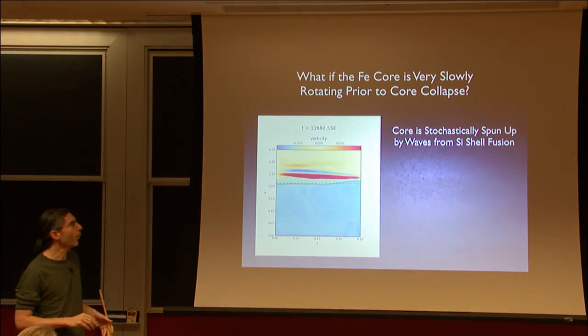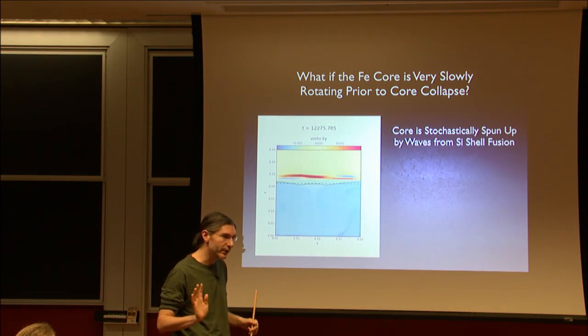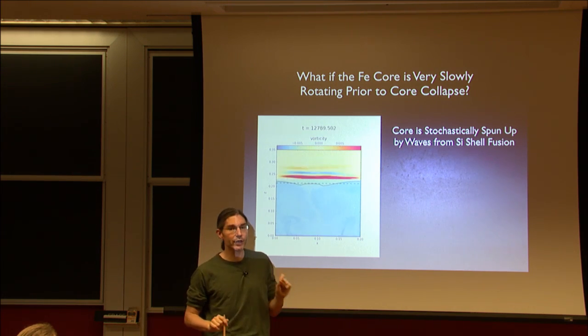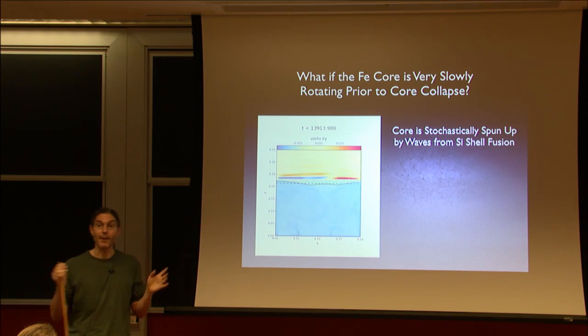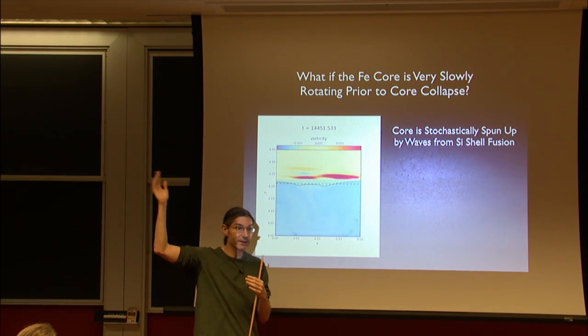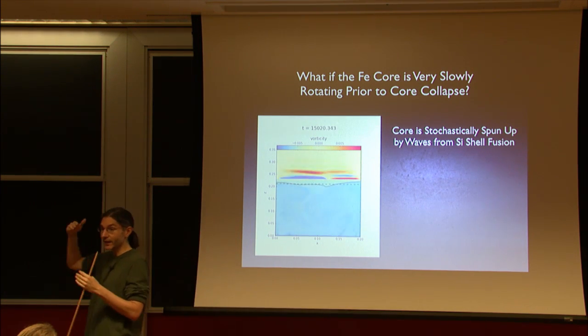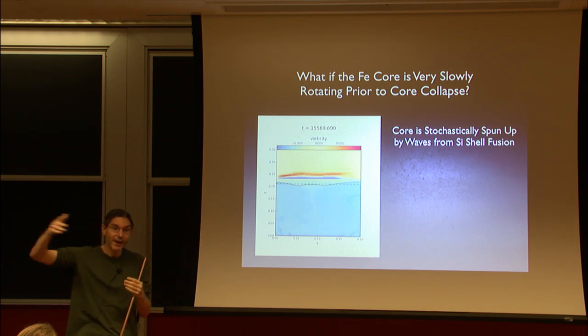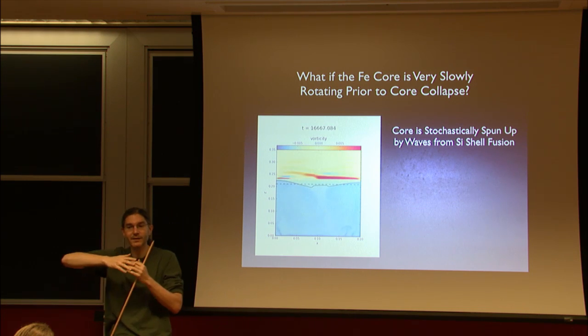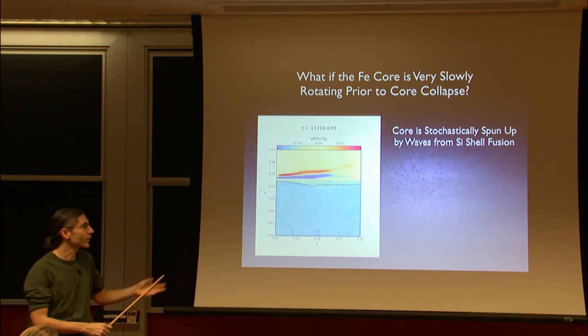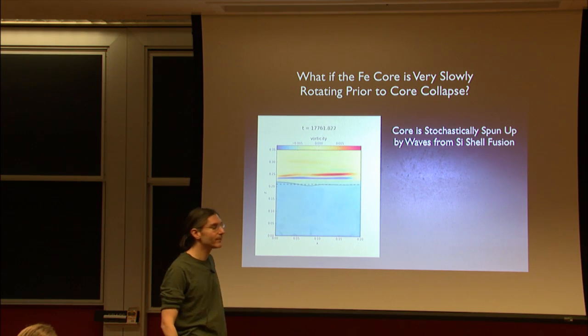So here's the one extreme possibility. Imagine that the iron core just prior to core collapse wasn't rotating at all. That magnetic fields were very efficient in the subsequent 10 million years at coupling the core to the envelope. It transfers the angular momentum out, and so as the core contracts, it spins down. And so the core is very slowly rotating.